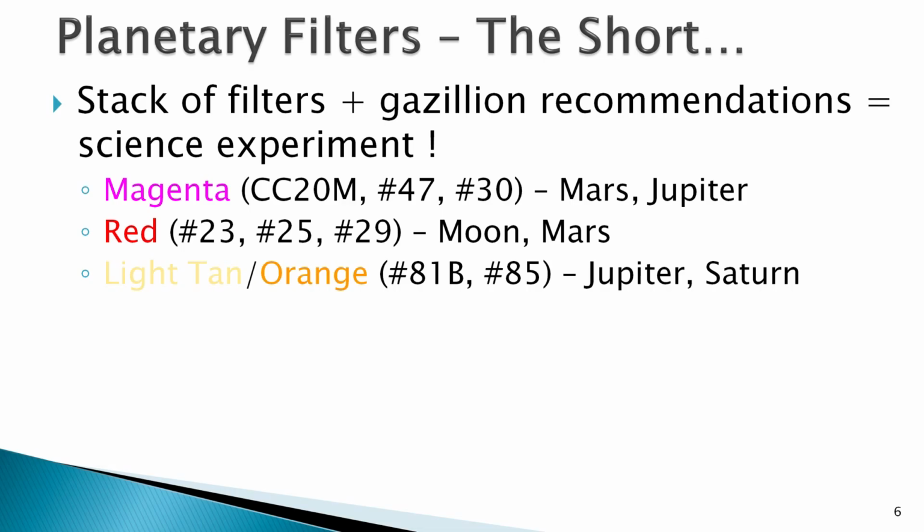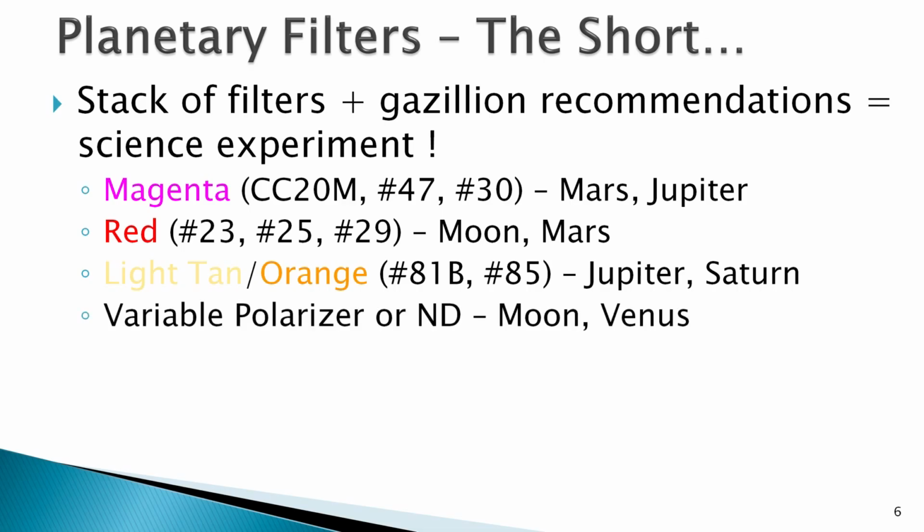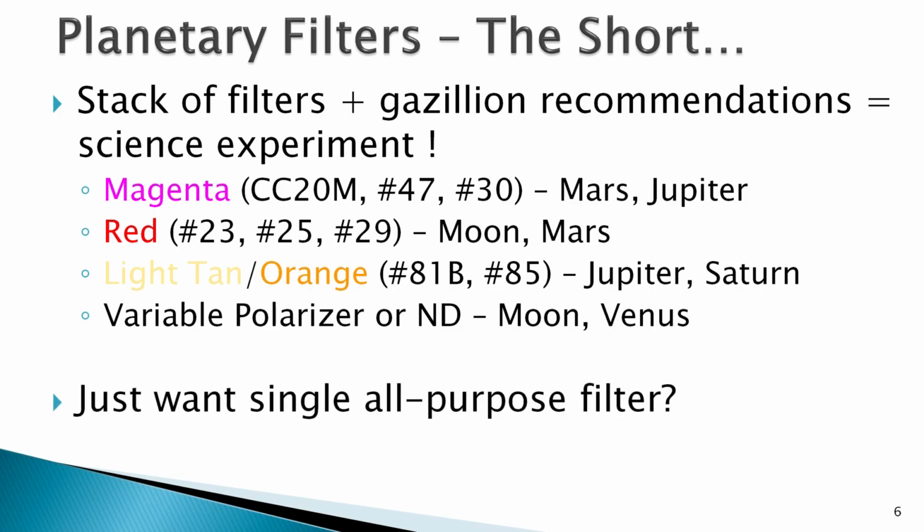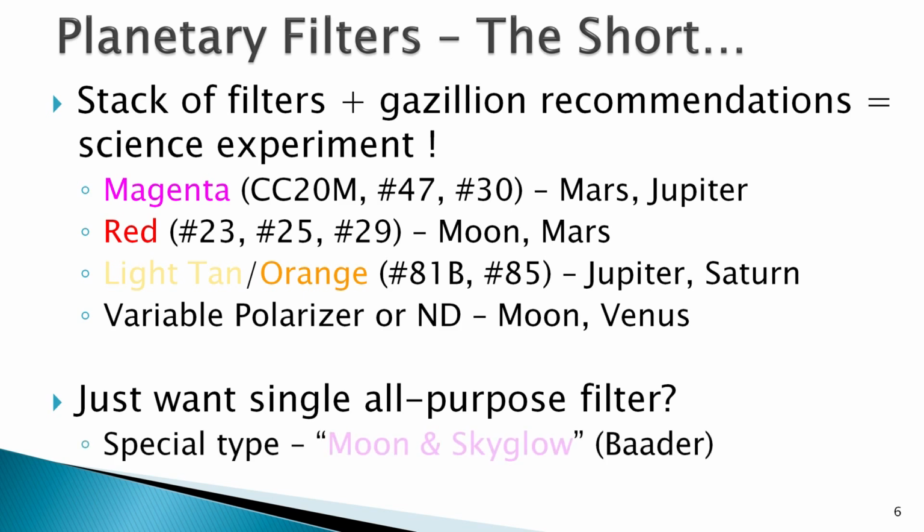If you often observe the nearly full moon or Venus, you may also want to use a variable polarizer or neutral density filter to cut the brightness. Now, if you are lazy like me and just want one all-purpose filter for planetary observing, you may want to consider a special type of filter called a moon and sky glow, or more generically, a neodymium filter.